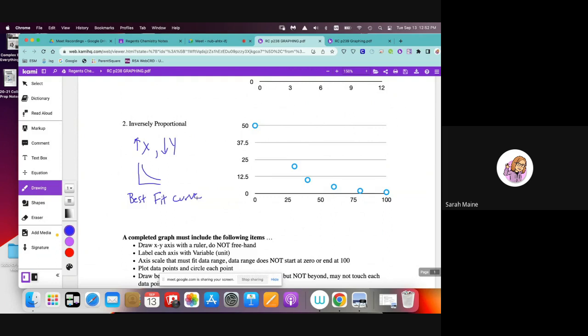When it's time to add the best fit curve to your data plot, think of it as one smooth curve. I don't know if I can do it on the computer. See if I can draw this. So I'm not lifting it. Not too bad, but once again, it may not touch every single data point, nor is it supposed to, but the purpose of the line is just to represent the overall general trend.